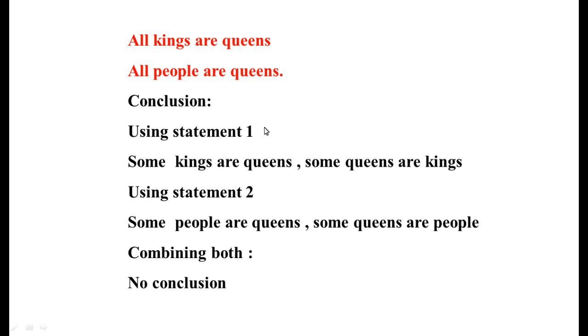Further, once you combine both, all kings are queens and all people are queens, since the ending terms are queens, both of them are positive. All and some, they are positive. If both the statements are positive and the ending terms are the same, no conclusion. This is the shortcut, remember. So no conclusion.